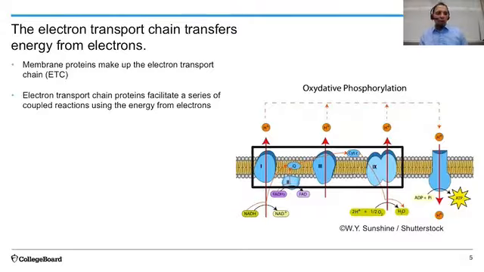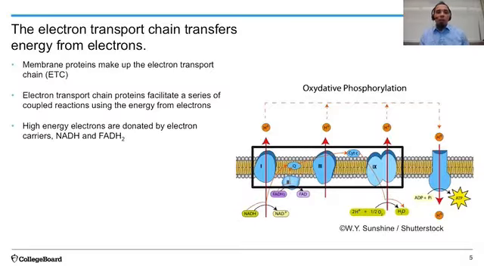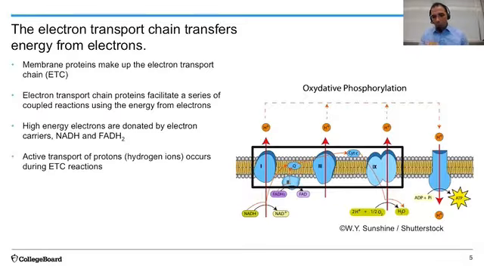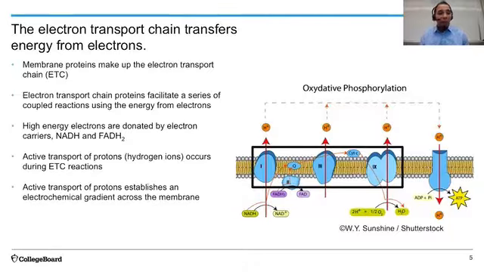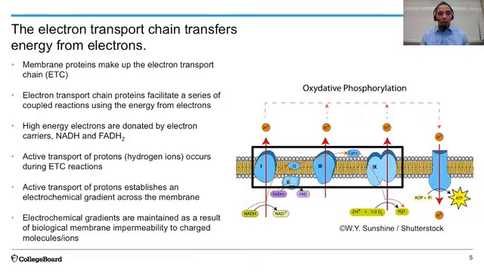Electron transport chain proteins facilitate, or help, a series of coupled reactions, which we've talked about, using the energy from the electrons. What happens is these high energy electrons are donated by our electron carriers, our friends NADH and FADH2, which I will isolate here in a second. And what happens is the active transport of protons, those hydrogen ions, across the membrane during electron transport chain reactions, again trying to create that gradient. Active transport of protons establishes that electrochemical gradient across the membrane. Again, a lot going on here. Before I go to that last bullet, maybe draw the picture, maybe write some notes down.